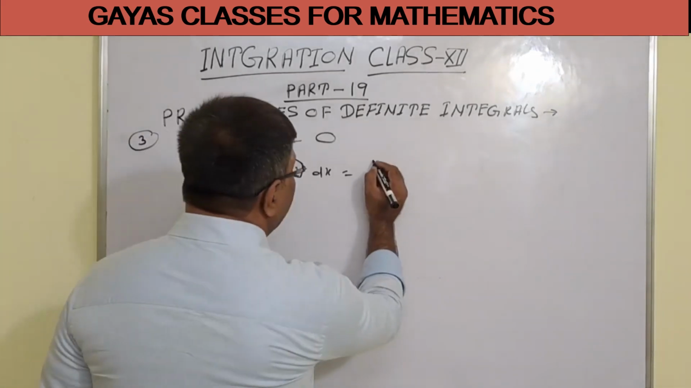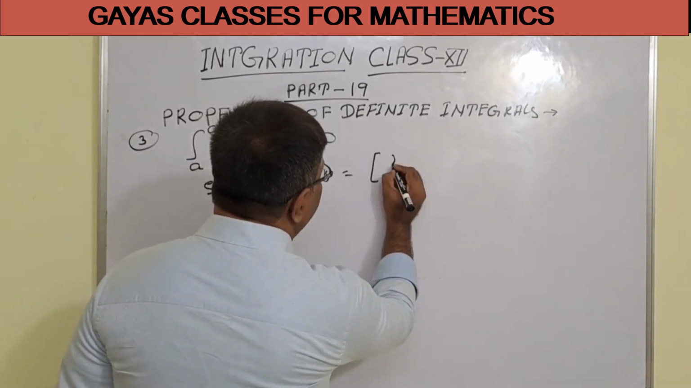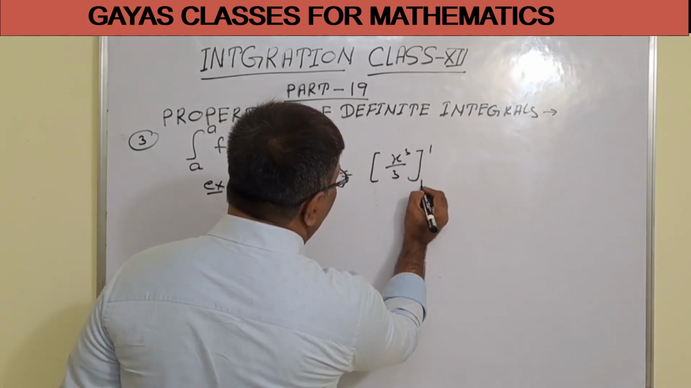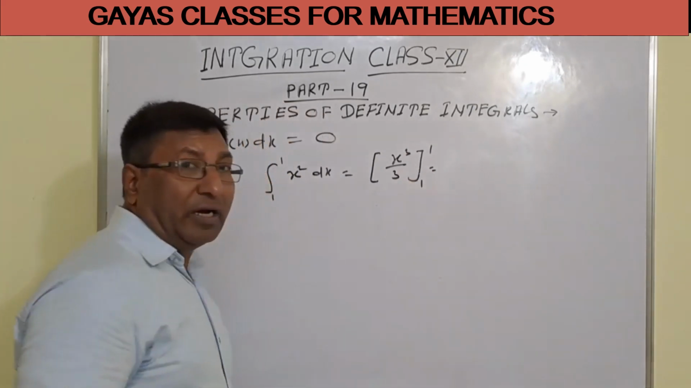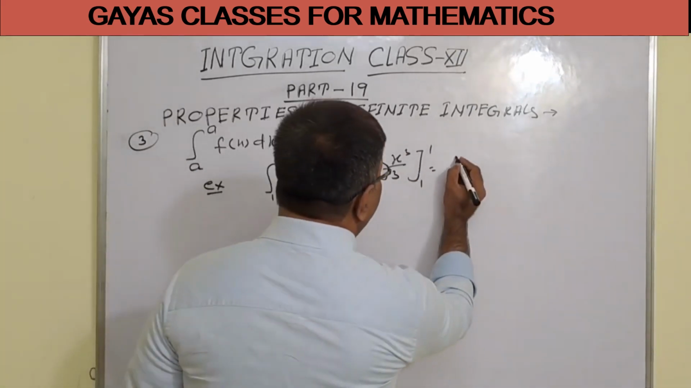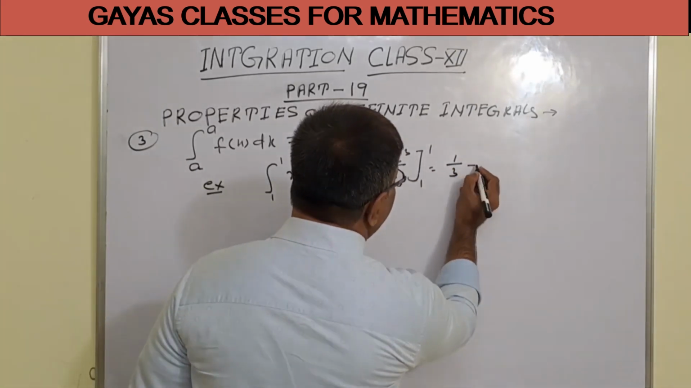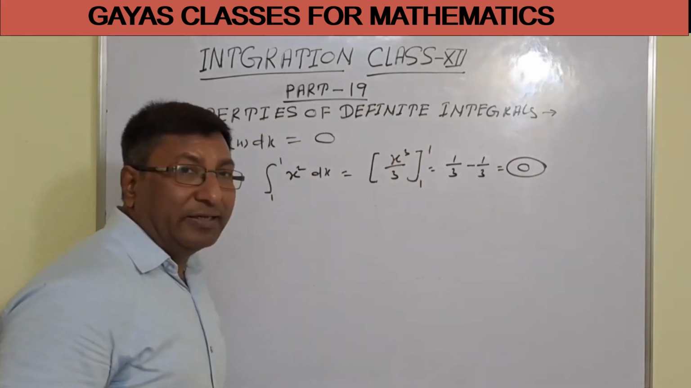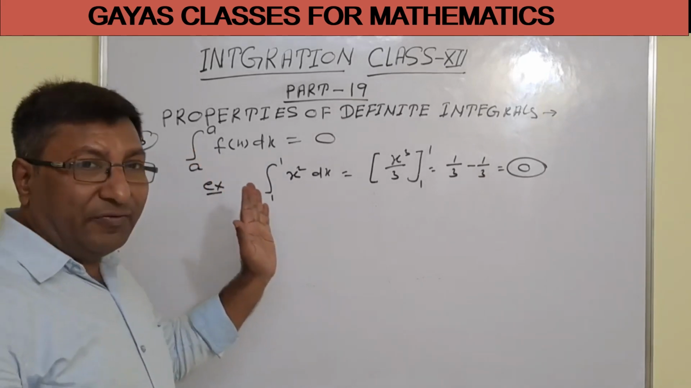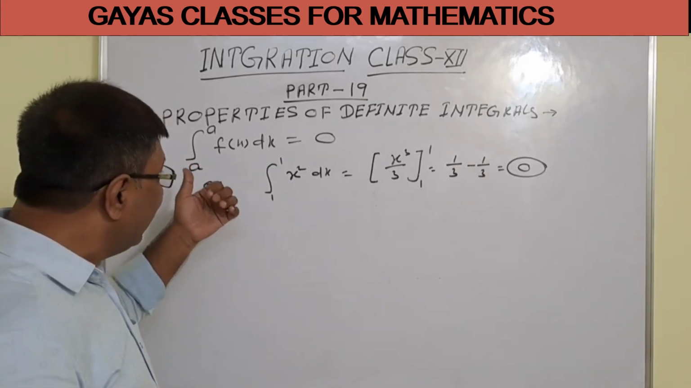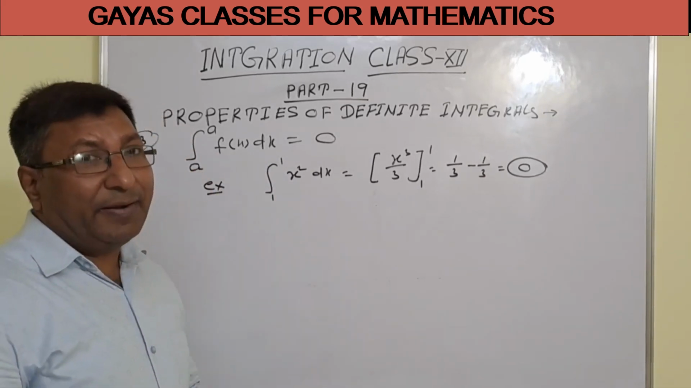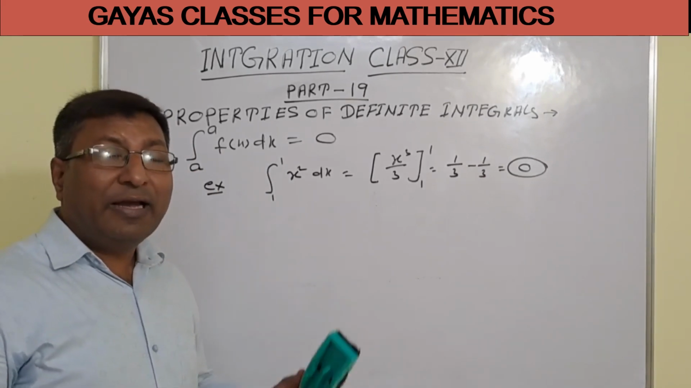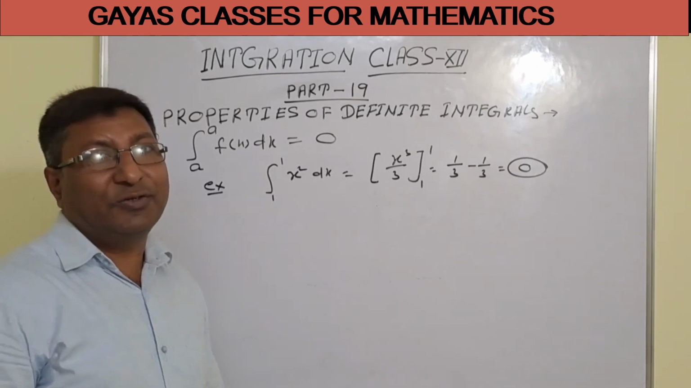So you know the integration of x square is x cube by 3, and here upper limit 1, lower limit 1. When we put upper limit x equal to 1, we will get 1 cube, that is 1 by 3, and here also 1 by 3. So this is 0. In this way, for any function, if the limit is the same, that is, the upper and lower limits are the same, the result will be every time 0.